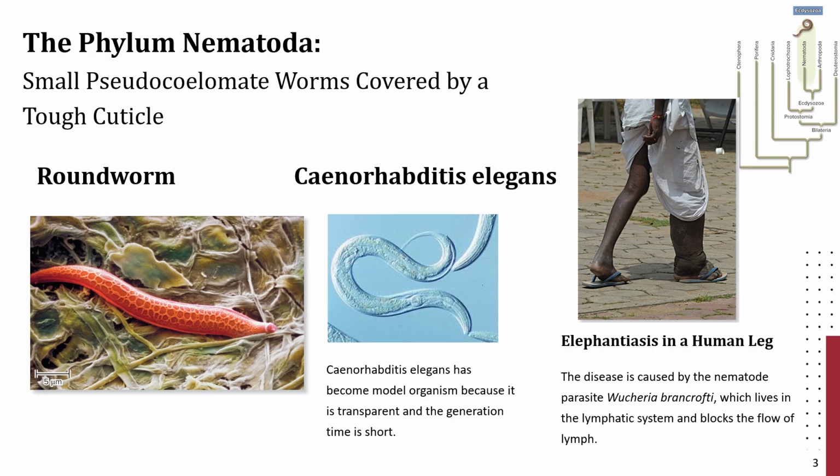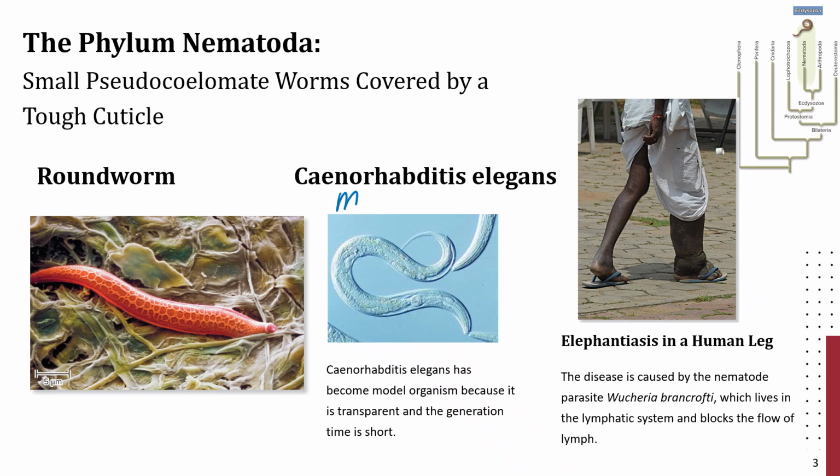So it's a kind of a stronger outside structure. Pseudocoelomate means that they have a body cavity filled with fluid, and their body cavity is only lined with mesoderm on the ectoderm side. One of the most common ones in biology, or at least studying biology, is called Caenorhabditis elegans. This is one of our model organisms.